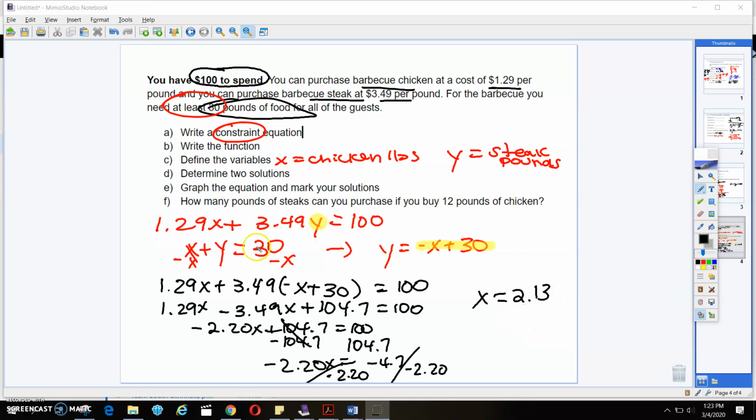And I'm going to plug it back into one of these original equations. I would probably plug it back into here. So when I do that, I'm going to get 2.13 for my x, and then I'm going to solve for my y. My final answer would be 2.13 comma 27.87. So I would need 2.13 pounds of chicken and 27.87 pounds of steak.